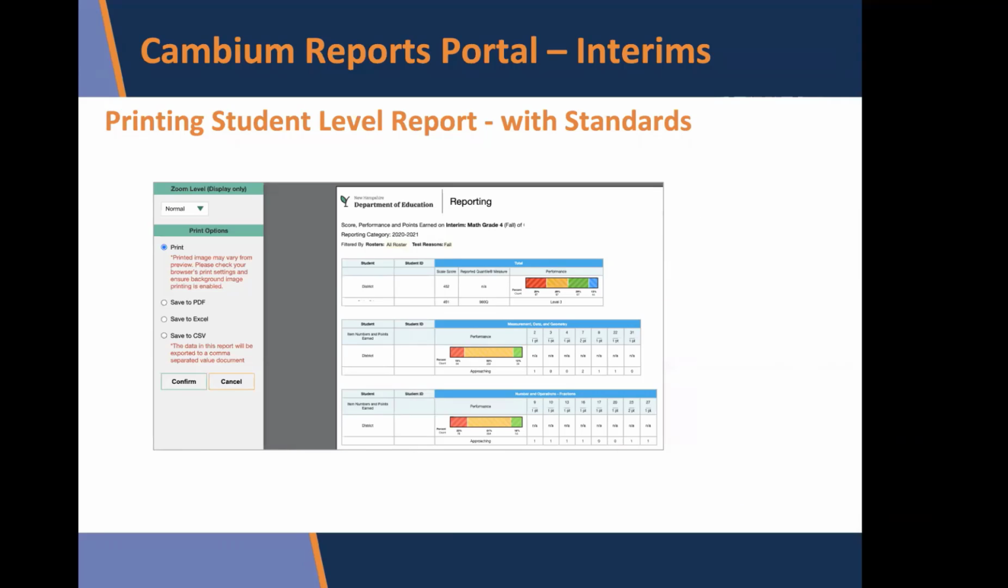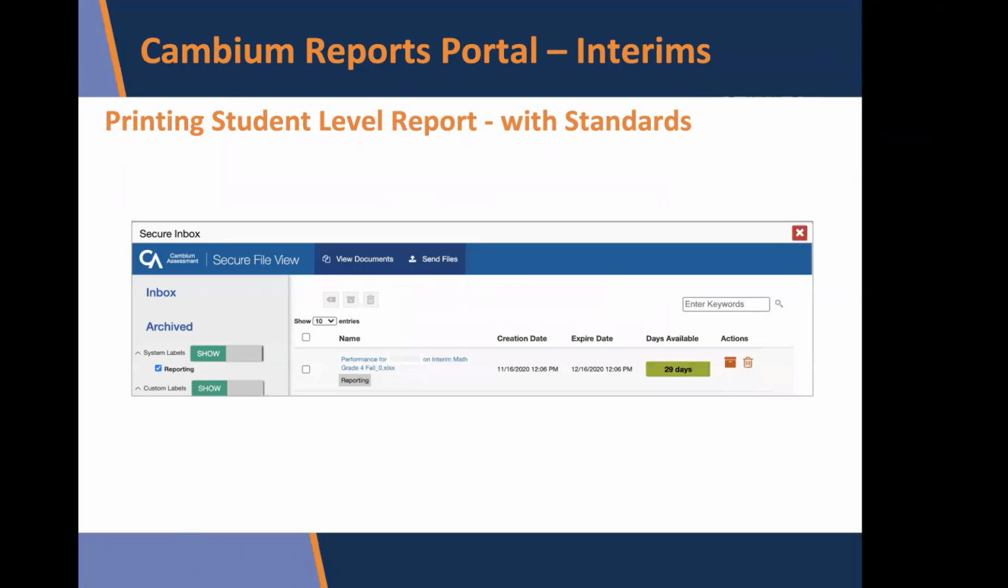And what you want to do is choose Save to Excel or Save to CSV if you prefer that. And then you choose Confirm. And you'll get this. This will pop right up for you. And you'll choose to open it or download it. It will automatically download. For some reason, when you choose print, it doesn't show up.